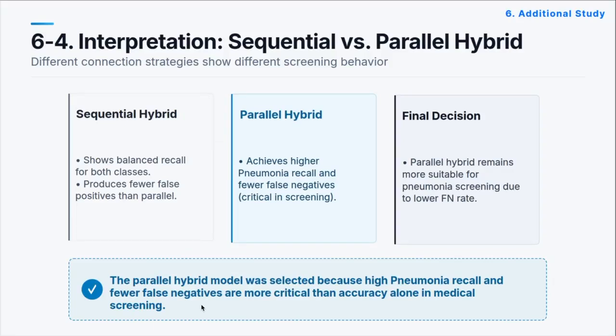Finally, we selected the parallel hybrid structure. In medical screening, high sensitivity and low false negatives are more important than overall accuracy.